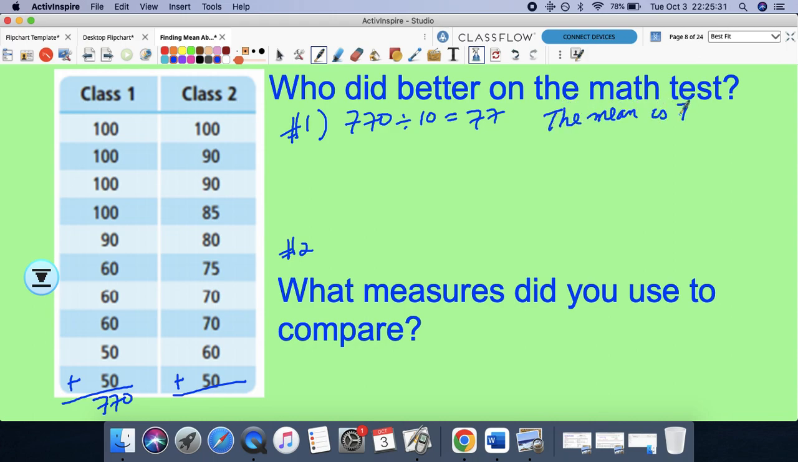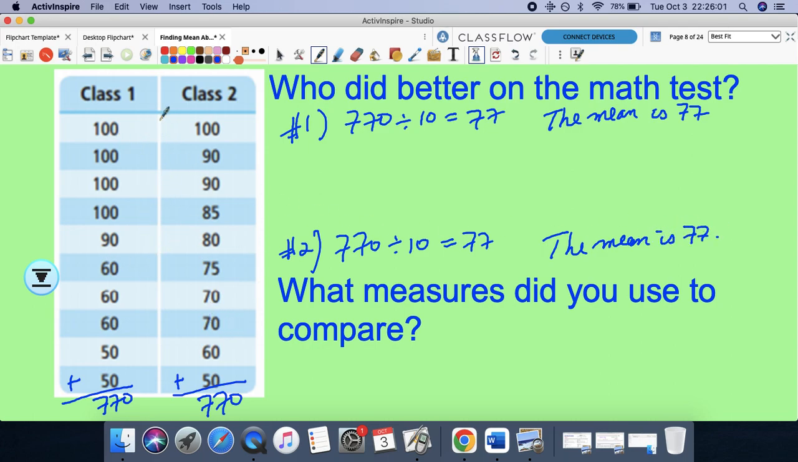is 77. For class 2, again, let's add 100 plus 90 plus 90 plus 85 plus 80 plus 75 plus 70 plus 70 plus 60 plus 50. It's also 770. If you divide that by 10, you get 77. So the mean is 77.